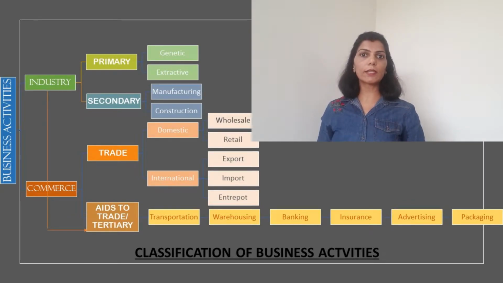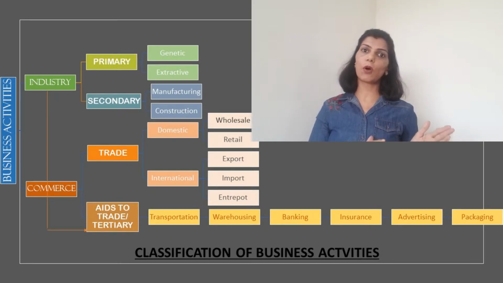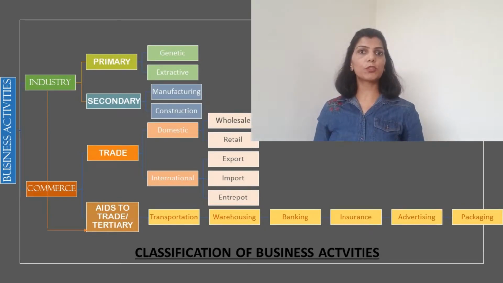Now, as you can see, industry is classified as primary industry, secondary industry and tertiary industry. Primary industry again has two parts: extractive industry and genetic industry, whereas secondary industry is classified as constructive industry and manufacturing industry. And tertiary industry includes all those activities which support primary industry and secondary industry in their smooth functioning, like transportation, warehousing, banking, advertising, etc.